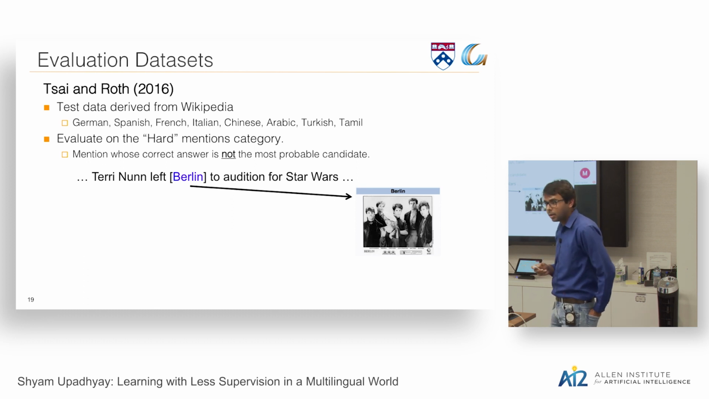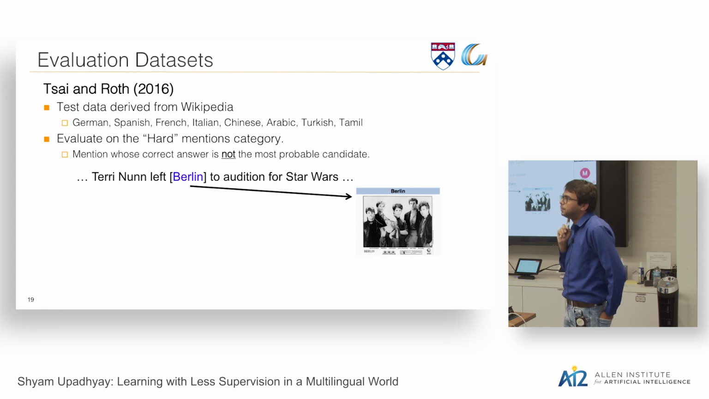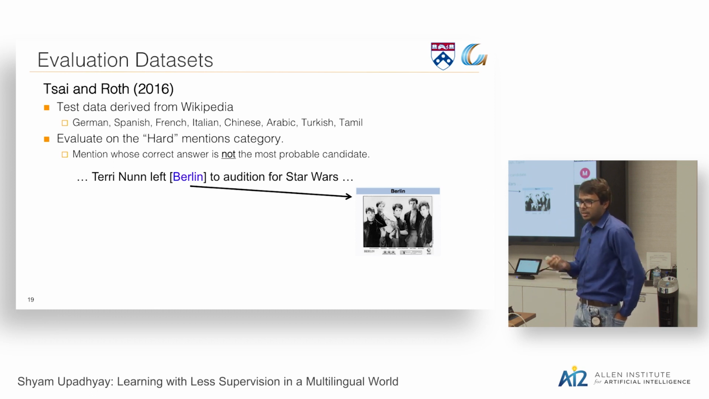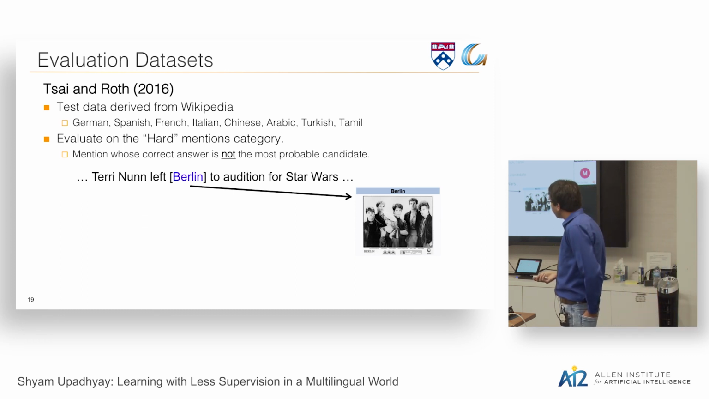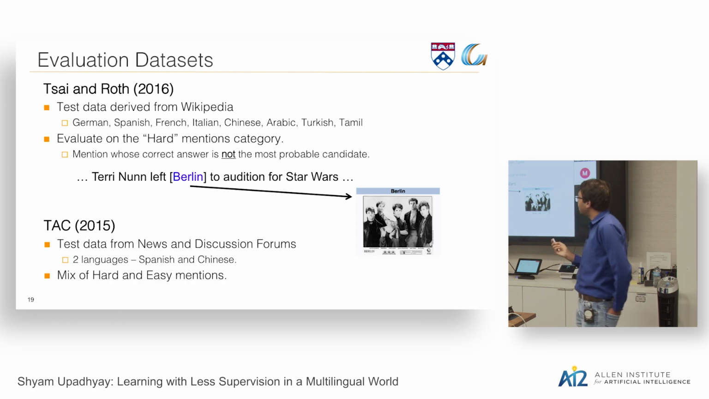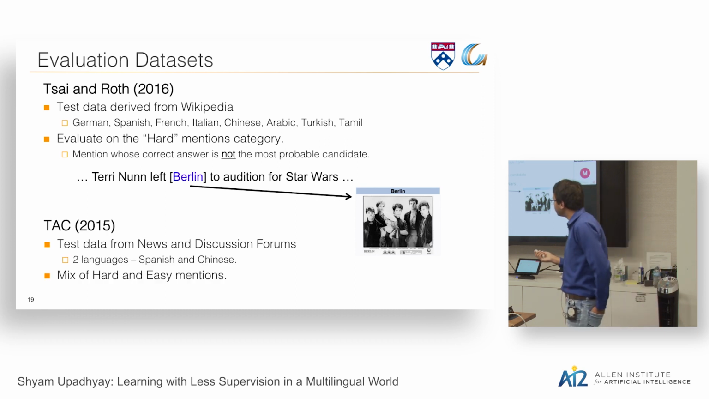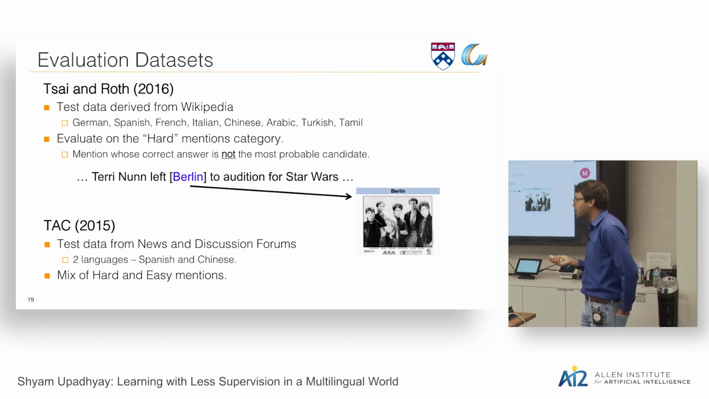What percentage of the full data set is that? Pardon? What percentage of the data set is hard? I would say around 30% or so. It's because it's all derived from Wikipedia, and Wikipedia is predominantly easy mentions. So it's a small percentage, yeah. And the second data set that I evaluate on is the data set from the TAC evaluations. This was derived from news and discussion forums, and it's for 2 languages, Spanish and Chinese, and it contains a mixture of hard and easy mentions.